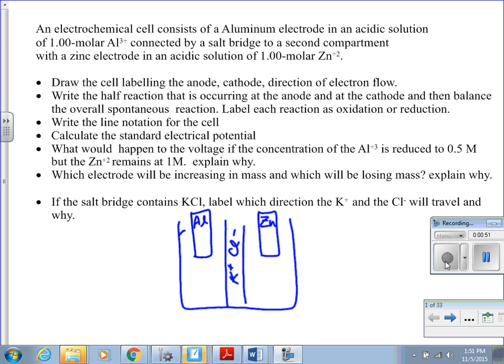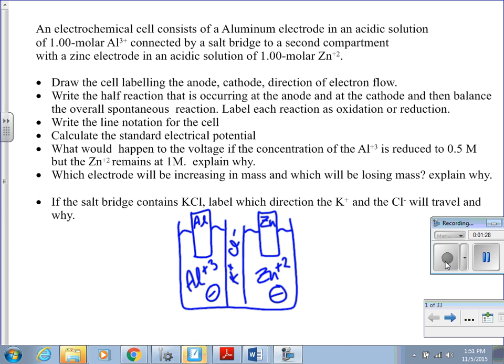So the first thing I need to figure out is who the anode and who the cathode is going to be. But before I do that, let's go ahead and label the solutions. And so it tells me that the aluminum is sitting in some aluminum plus 3, and the zinc is sitting in some zinc plus 2 solution. And normally, it says an acidic solution, but most of the time they're going to be nitrate solutions. And so I know that they're going to have some type of negative ion, maybe a nitrate or a chloride or something like that, floating around in solution with them.